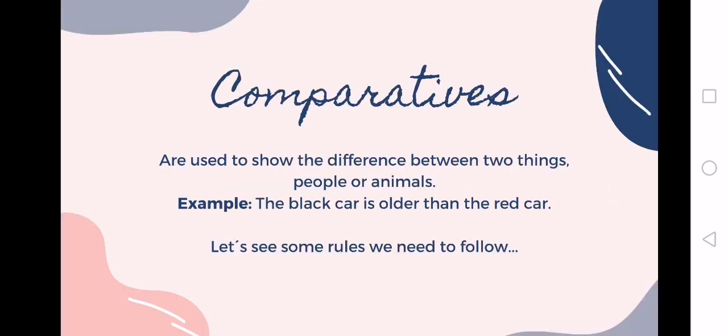So let's talk about comparatives. Comparatives are used to show the difference between two things, or two people, or two animals. For example, the black car is older than the red car. But how do we know? How do we make the comparative? Let's see some rules we need to follow.